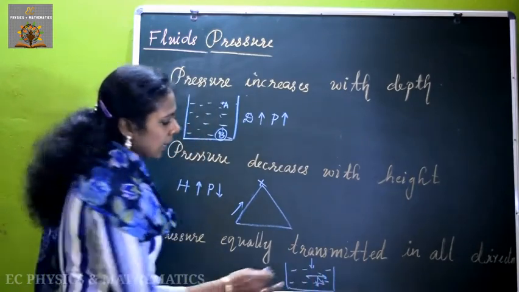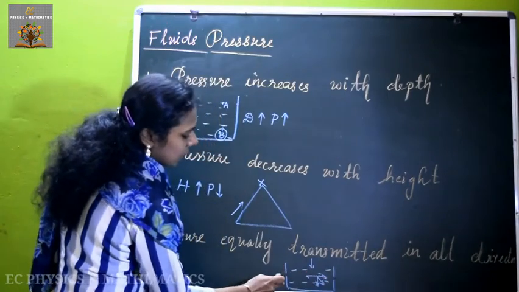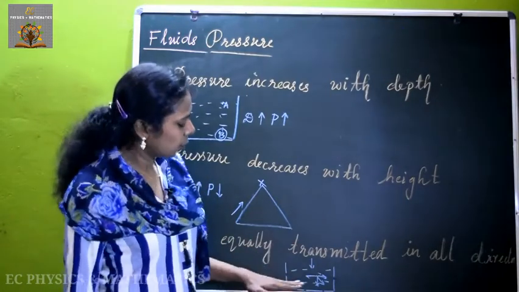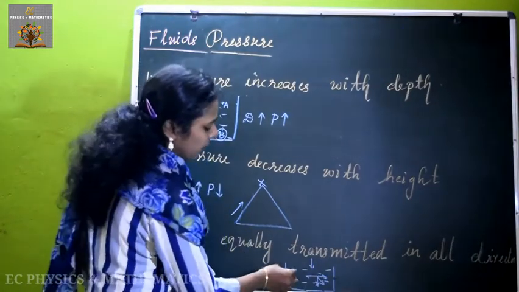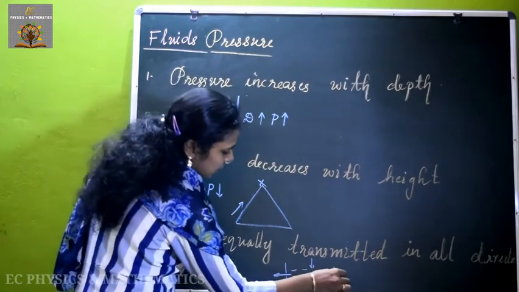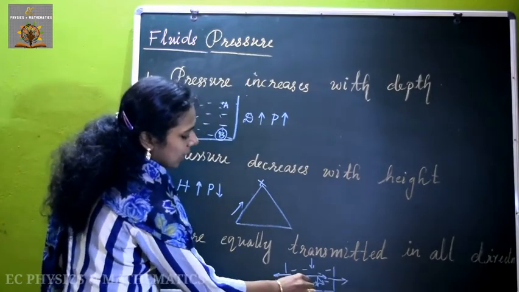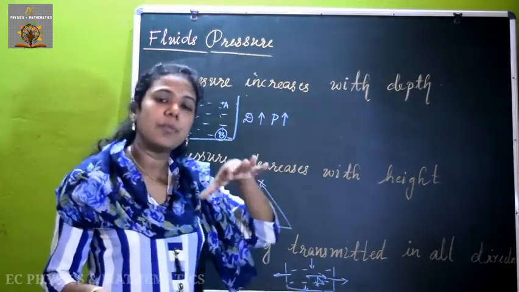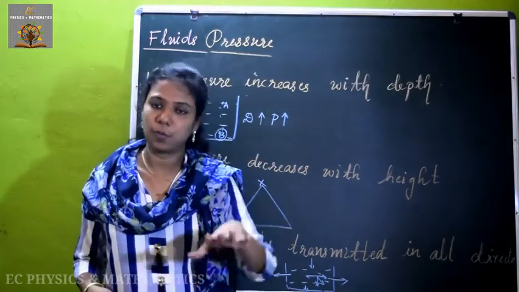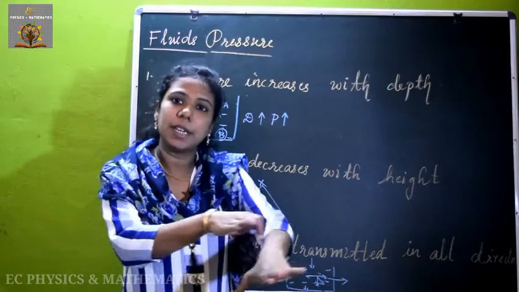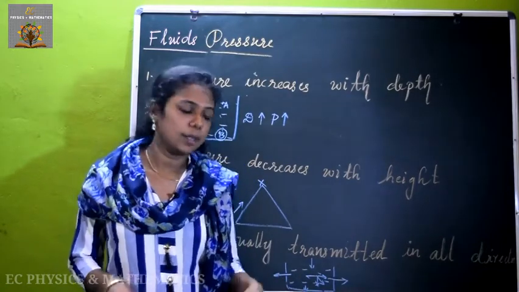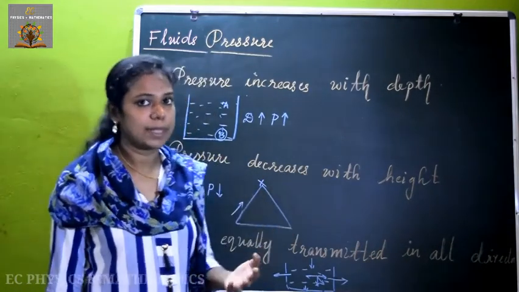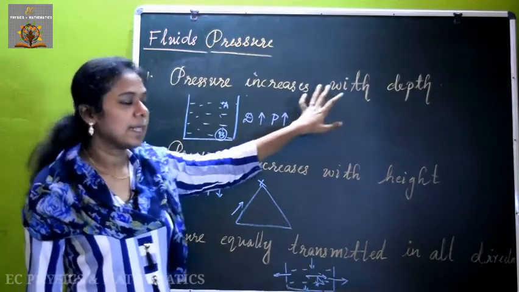Otherwise we can say that if we are putting some holes like this, through all holes the water will transmit. Why? The pressure is transmitted equally in all directions. So if we are applying a pressure on water or fluid, that pressure will transmit in all directions. Understood? This is the third property of fluid pressure. So first property, pressure increases with depth.